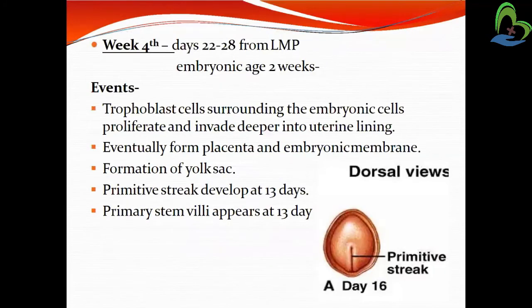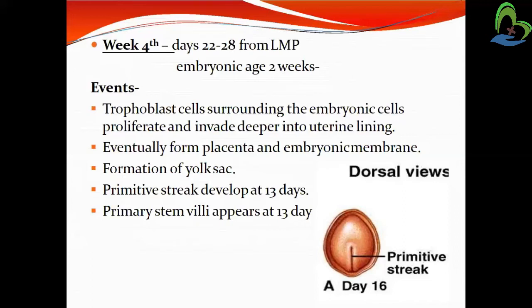By week 4, that is days 22 to 28 from the LMP, the last menstrual period of the mother, the embryonic age is the second week. So the fetus age is actually the second week, but for our counting, that is the fourth week of gestation. Which kind of events take place in week 4?